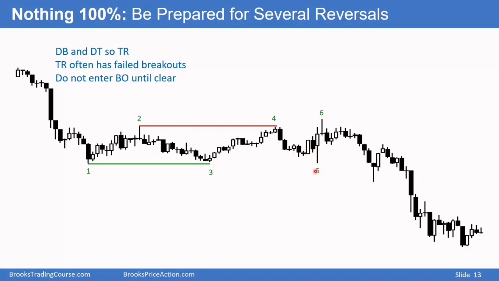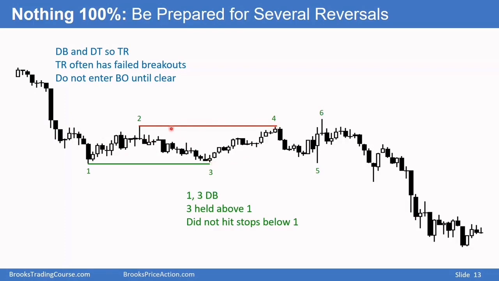We tried to break to the downside, we reversed up. We tried to break to the upside, we reversed down. Bear trend, bull breakout, test of the prior low, slightly above the prior low, so a slightly higher low, major trend reversal, not much buying pressure, very tight range, not a high probability buy setup.